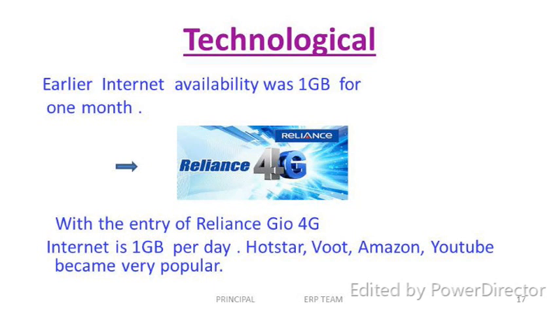Speaking of technological conditions, we all know that earlier internet availability was 1 GB for 1 month only. But with the entry of Reliance Jio 4G, we can now have 1 GB of internet service per day. For this reason, Hotstar, Voot, Amazon Prime and especially YouTube have become very popular because of a technological change. We will study all these general forces in detail under dimensions of business environment next.